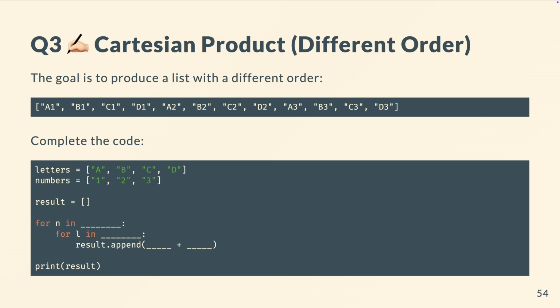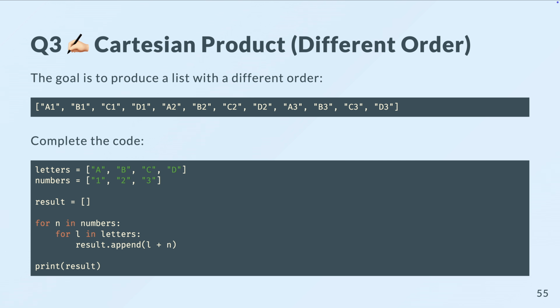Question 3. Cartesian product with different order. Previously, the order was A1, A2, A3, and so on. Now we want a different order. A1, B1, C1, D1, then A2, B2, C2, D2, and so on. That means we should loop over numbers on the outside and letters on the inside. Fill in the blanks. Pause and try.